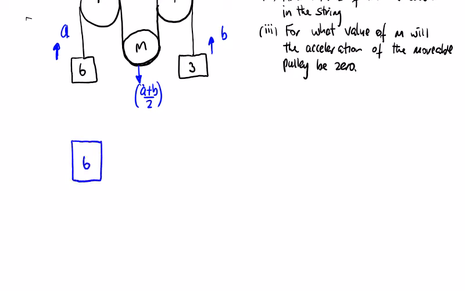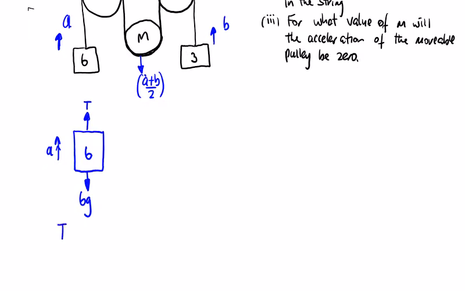I have my 6. I have my T. I have my 6g. I have my A going in this direction. And from that, I can form my equation. T minus 6g is equal to 6A. Obviously from F equals ma.